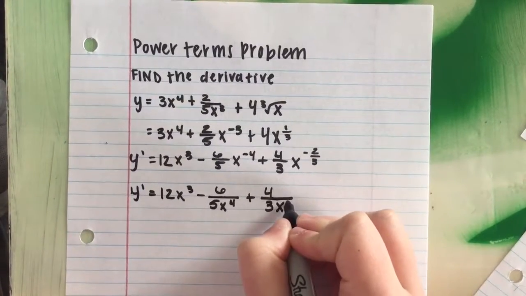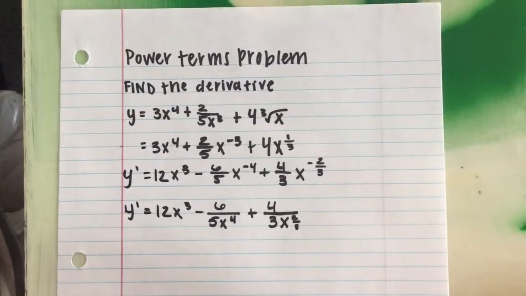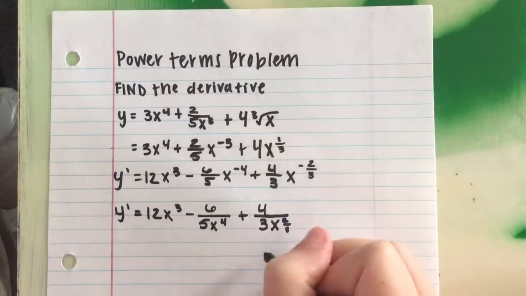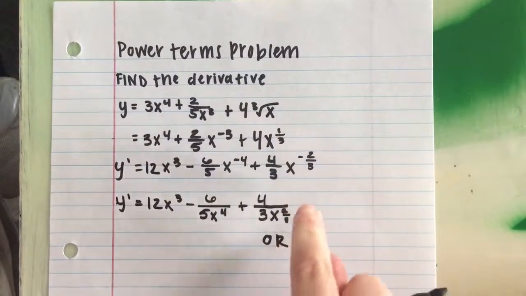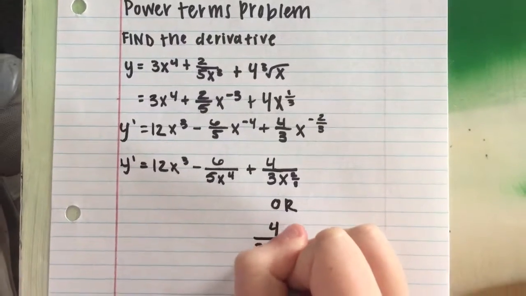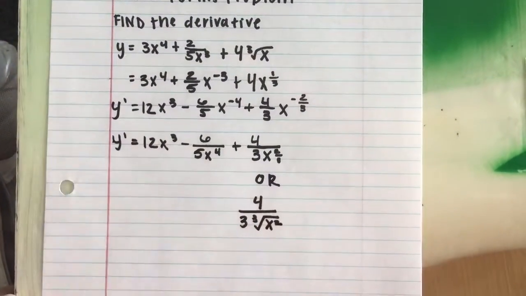x to the 2/3. The only other thing we have to add is that this term can be written a different way. So you could have this term, or you could use 4 over 3, the cubed root of x squared. It's the same thing.